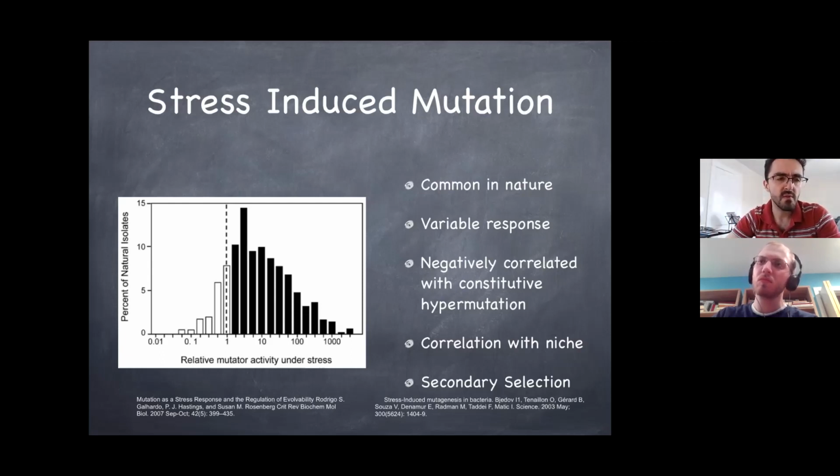This research was originally pioneered by John Cairns and Barry Hall, and there's an excellent review article that I cite here. More recent articles may fill in some of the gaps, but if anyone's interested, it's called Mutation as a Stress Response and Regulation of Evolvability by Galhardo, Hastings and Susan Rosenberg. If you look up Susan Rosenberg, she's on a lot of other research involving this fact.